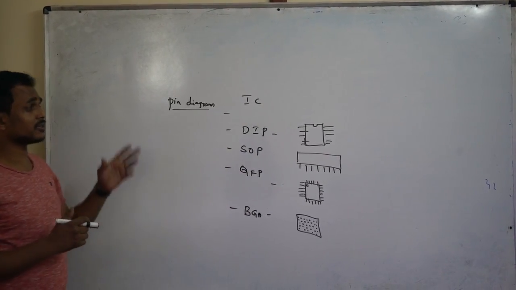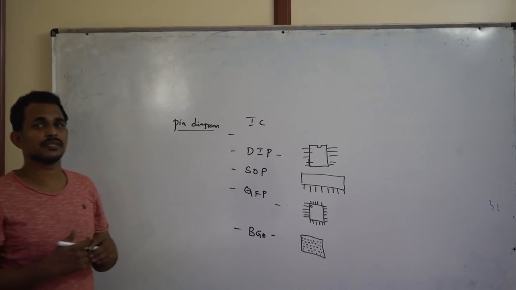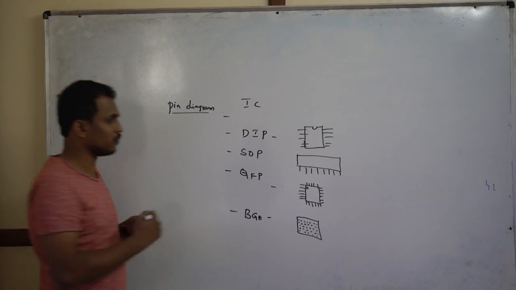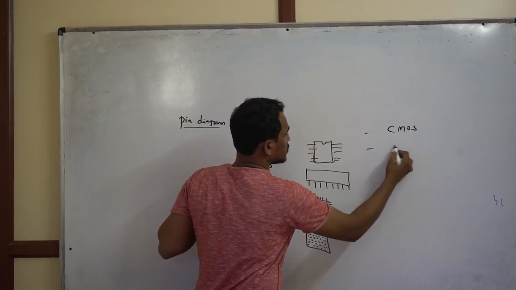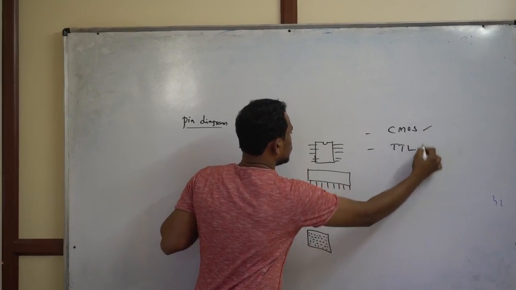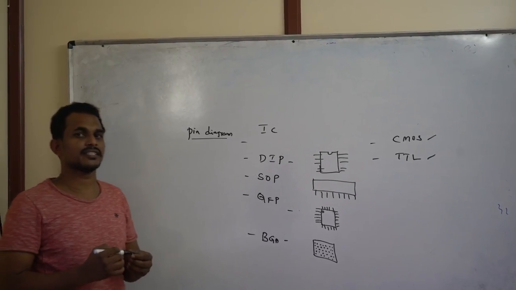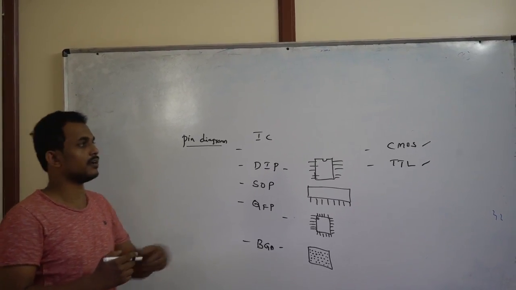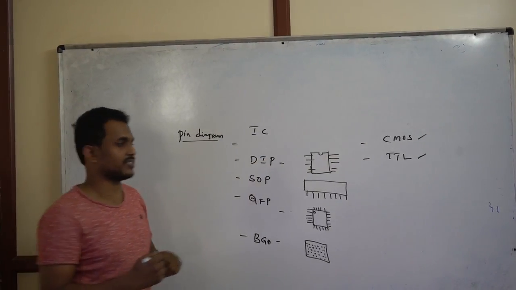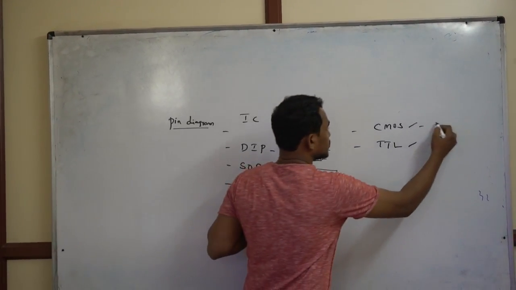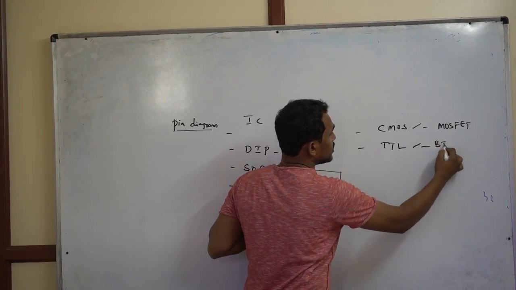And coming to IC integration, integrated circuits are designed with two different technologies from VLSI. One is CMOS and another one is TTL. Here CMOS stands for complementary metal oxide semiconductor and TTL stands for transistor-transistor logic. The complementary metal oxide technology uses MOSFETs for designing your ICs, and in the case of TTL, people use BJTs.